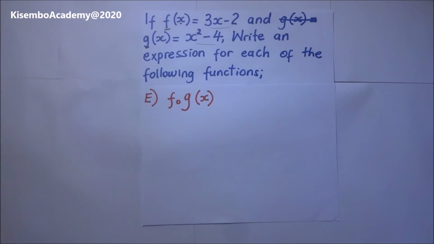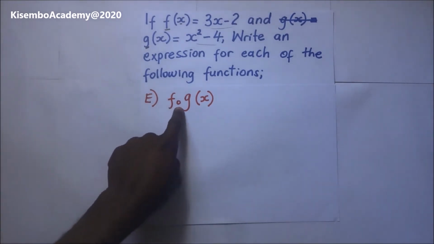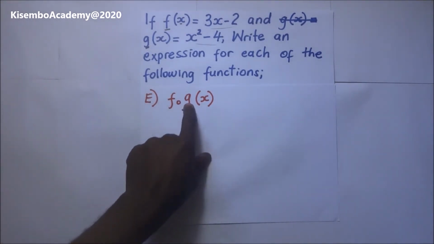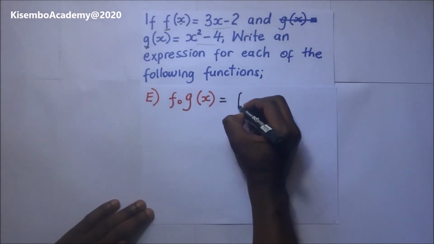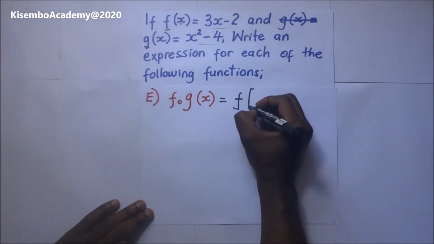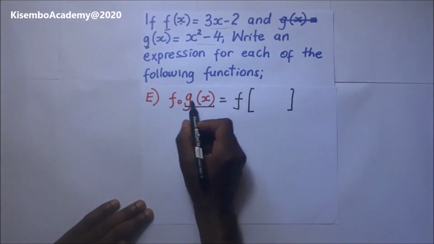So looking at the final, it's a composite function where we have the function f times a small circle g of x. This is the same as saying that we are looking for the function of x where our input value is another function g of x.